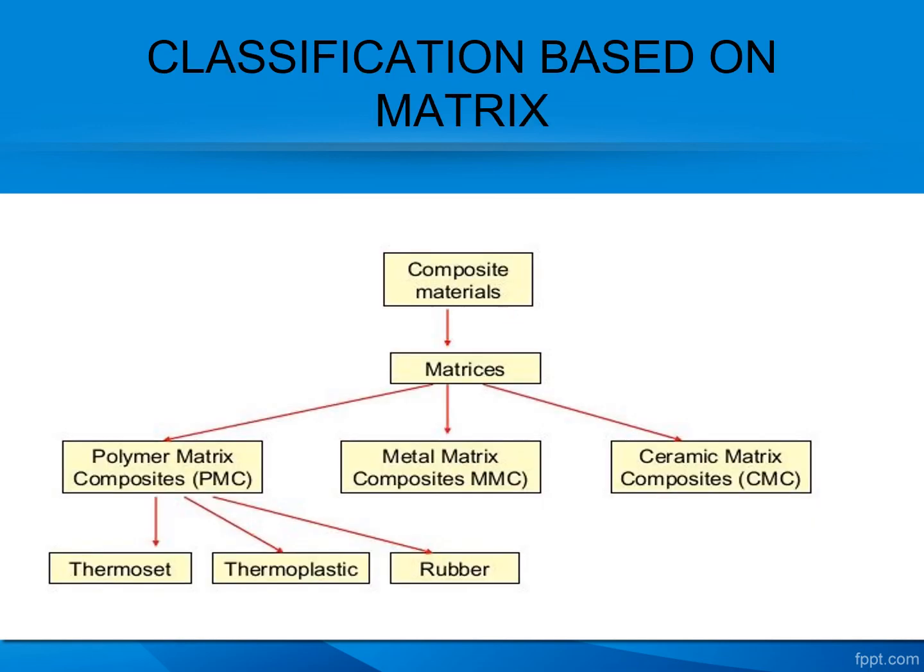Next, the classification based on the matrix. Based on the matrix, it is subdivided into three categories: polymer matrix, metal matrix and ceramic matrix. Most of the time we use the polymer matrix, with the help of thermoset, thermoplastic and rubber. Usually we use epoxy resin for polymer matrix composites. The matrix used is a resin.